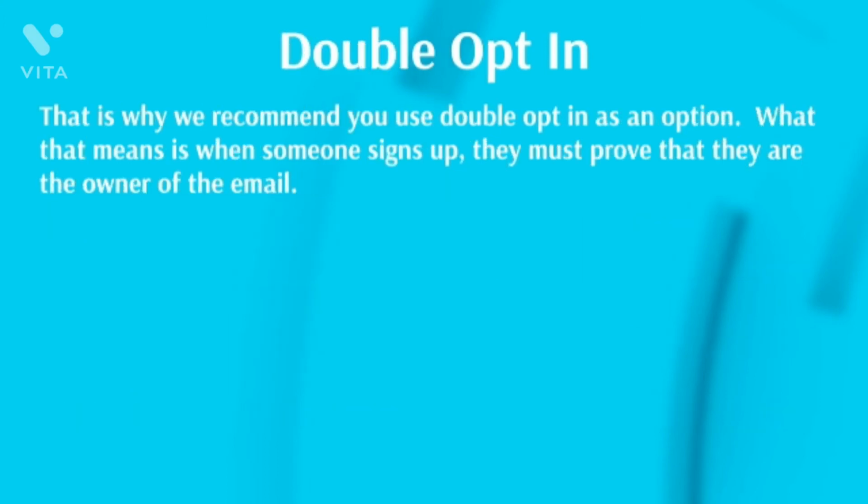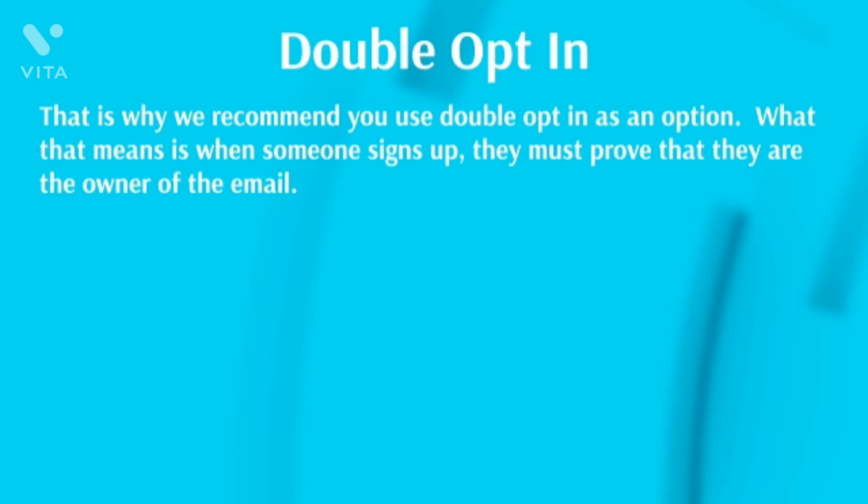Here's what double opt-in is. Double opt-in is when somebody signs up, and let's use the example before where they fill in their name and email address on your landing page and they click submit. Now at this point, they're not going to be added to your list. They're going to be added to a sort of pending list.